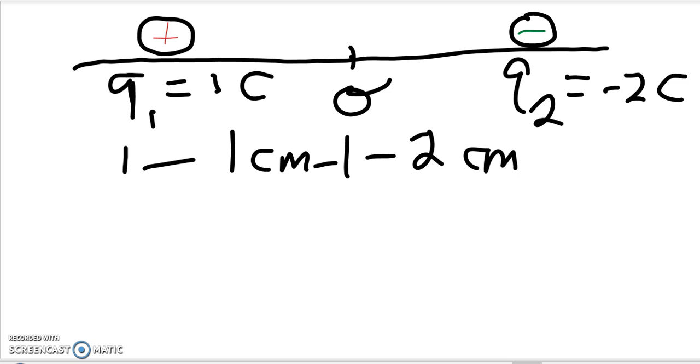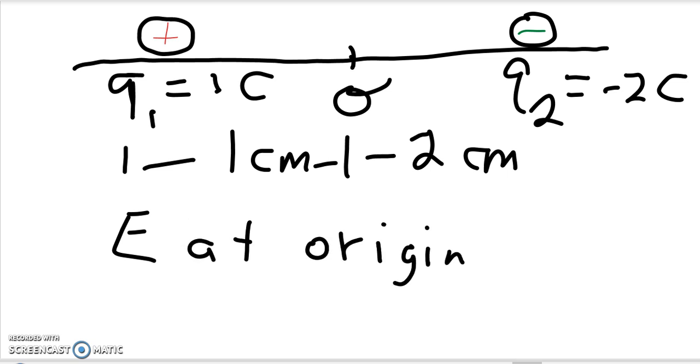And the question now is, what is E? Let's say it this way: what is the electric field at the origin? If I put a point right at the origin in between these two charges, we'll call this point P. At point P, what is the electric field due to this collection of point charges?